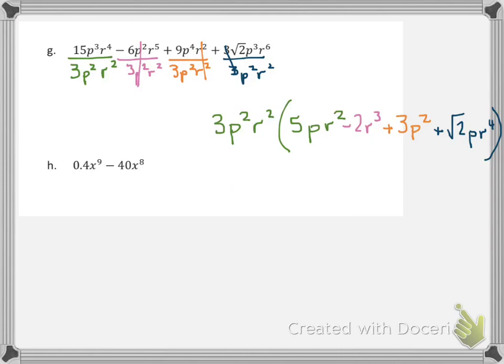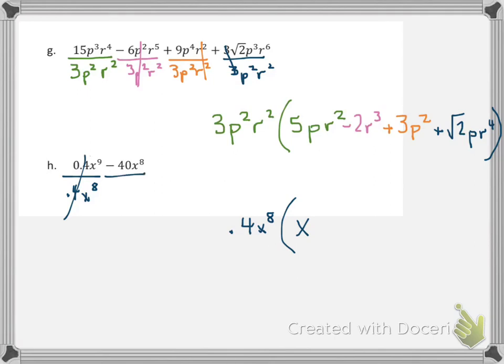Okay. Next, looks like I can get a 0.4 out of each, and I can also get x to the 8th out of each. So that's a big GCF. Let's see what's left. 0.4 x to the 9th divided by 0.4 x to the 8th. Well, the 0.4's cancel, and I'm left with just x.